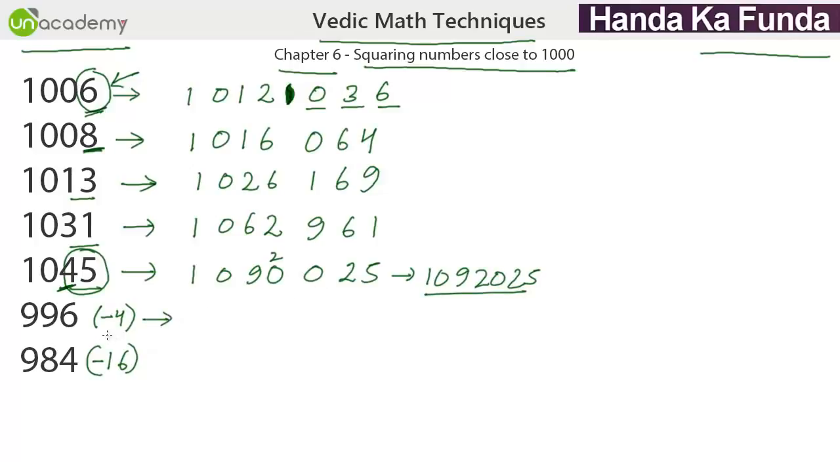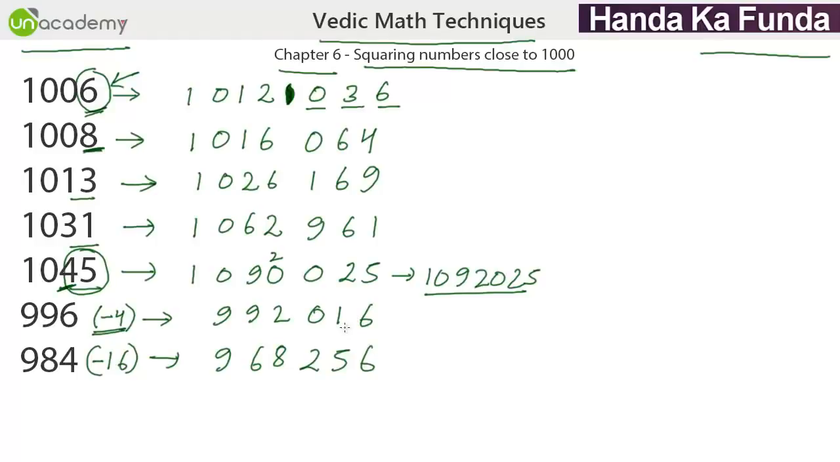Very similarly here, what will happen? Now the distance is -4. So you subtract 4 from 996. You get 992. Last 3 digits will be the square, or 016. 984: so you subtract 16 from 984. What will you get? 968. And the last 3 digits will be the square of 16. What is the square of 16? 256. So now you realize how quickly you have calculated all these square numbers, these 7 numbers, in less than 2-3 minutes. Once you practice this a little, you'll be even faster at it.